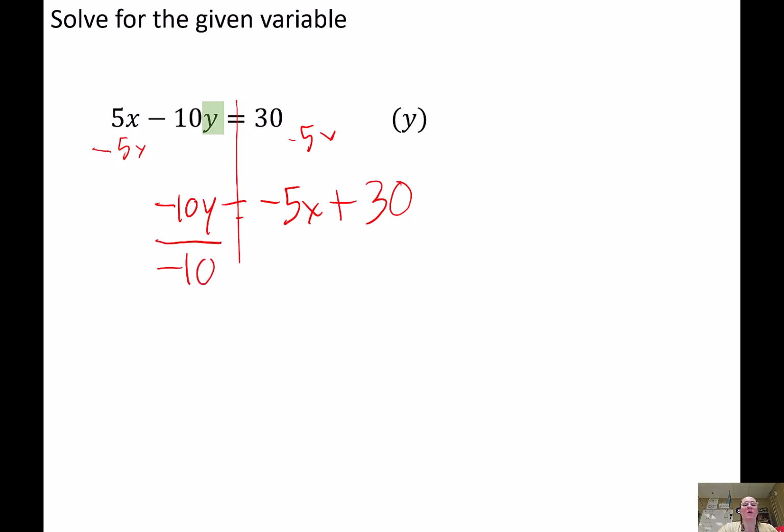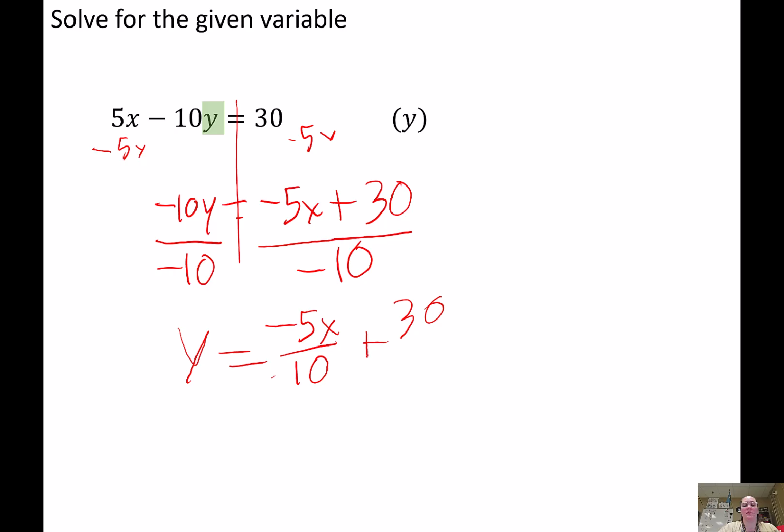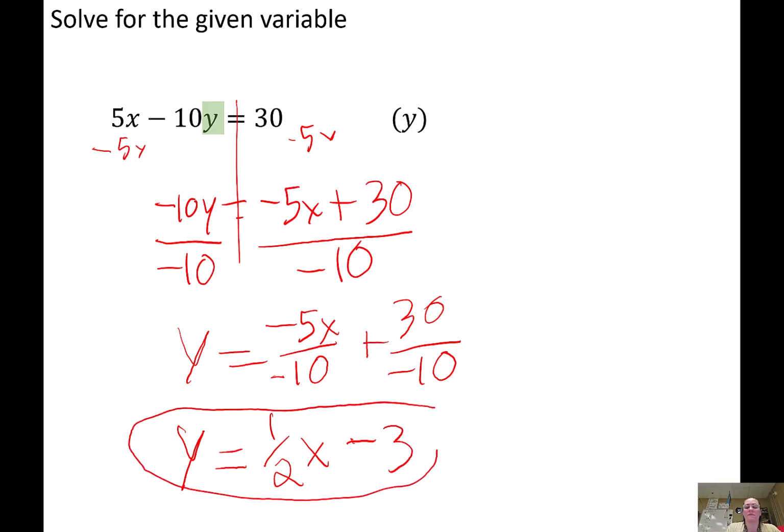Then since the 10 is multiplying to y, we have to divide everything by negative 10. So I get y is equal to negative 5x divided by negative 10 plus 30 divided by negative 10. Well, 5 doesn't divide by 10 nicely, but both are divisible by 5. So negative 5 over negative 10 gives me a positive 1/2 x. And 30 divided by a negative 10 is a negative 3. Okay?